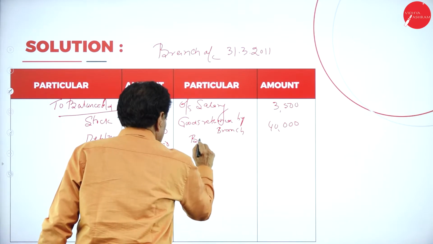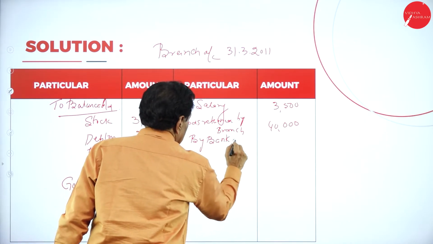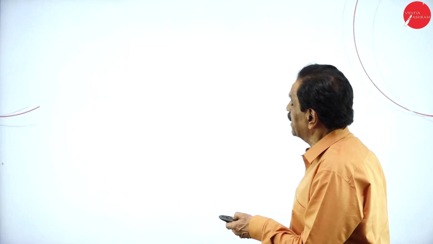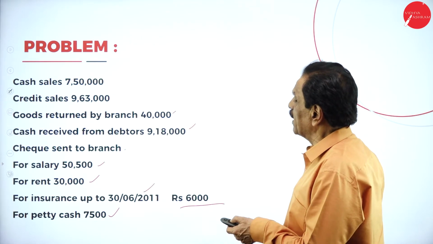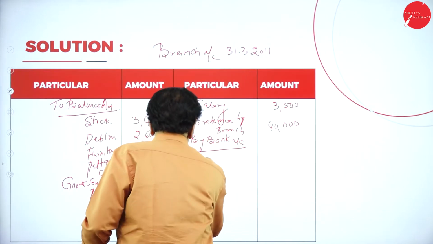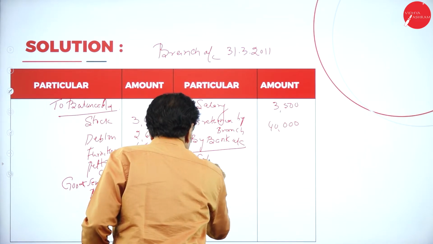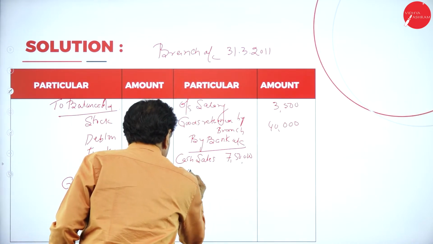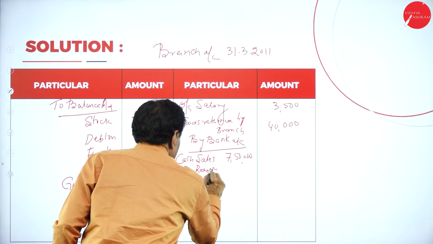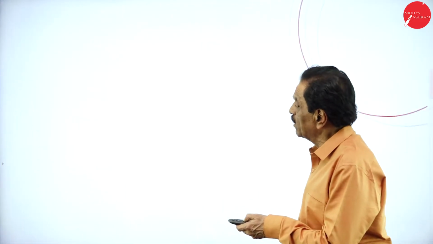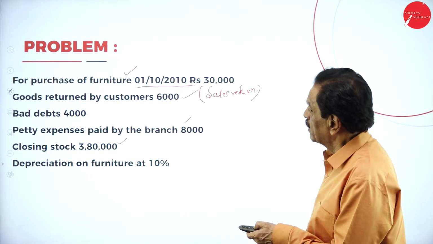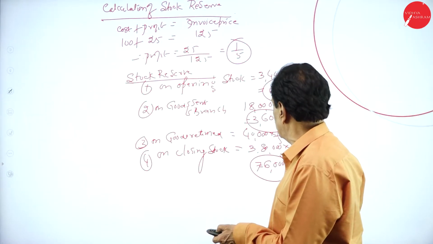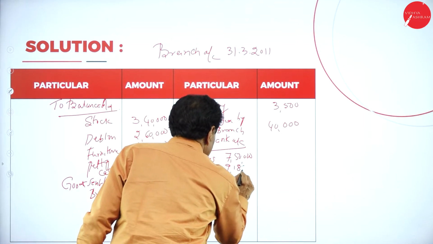By bank account. Here we get two items. One is the cash sale, the other is cash received from debtor or customer. What's your cash sale? See that. Your cash sale is 7,50,000. Cash received from customer. How much cash received from the customer? See that. Cash received from debtor 9,18,000. Add the figure.